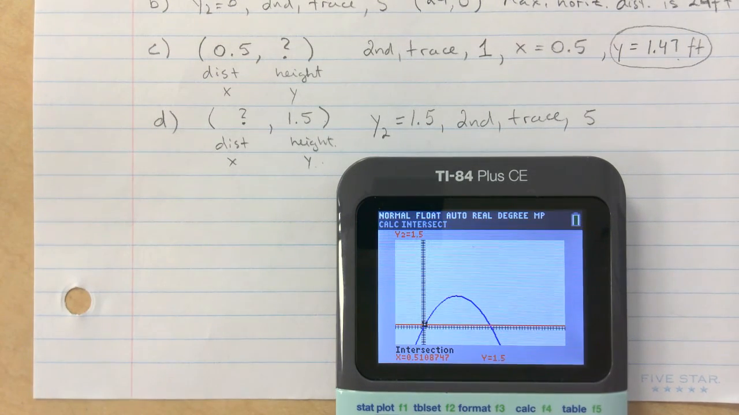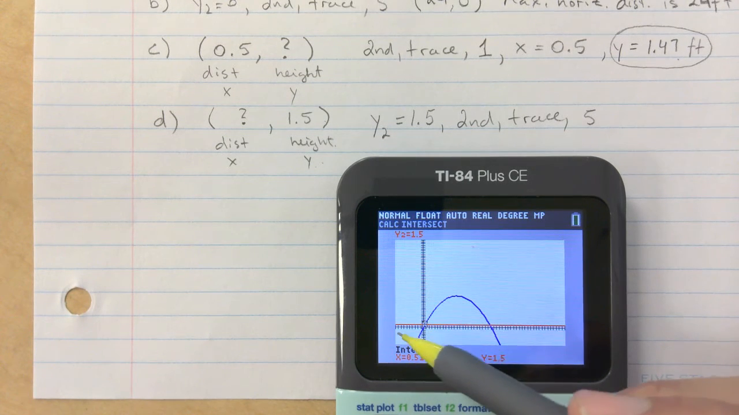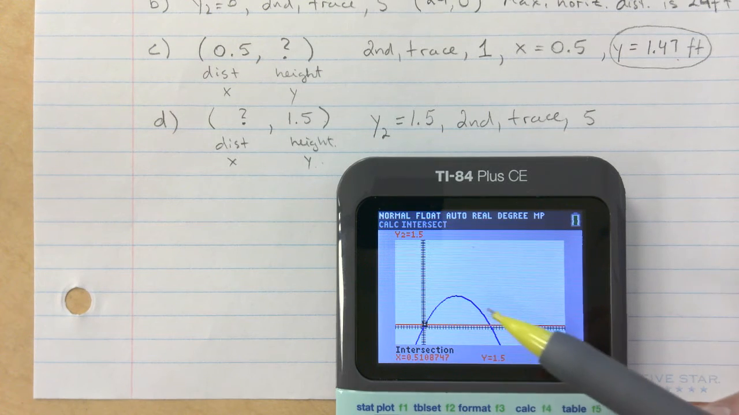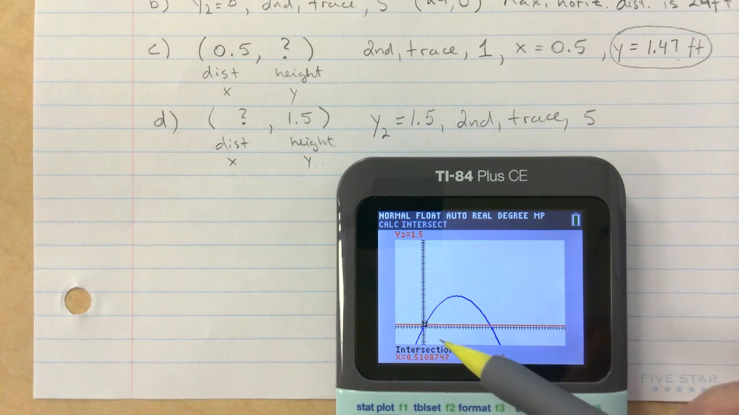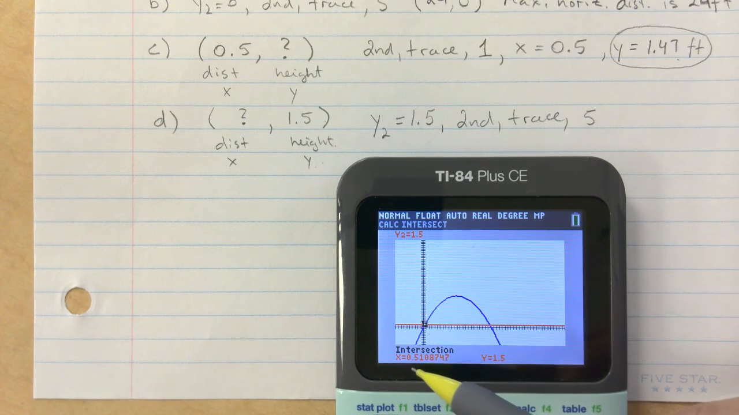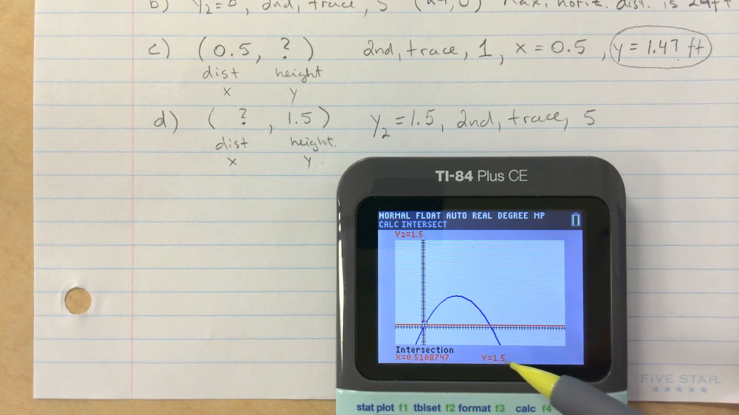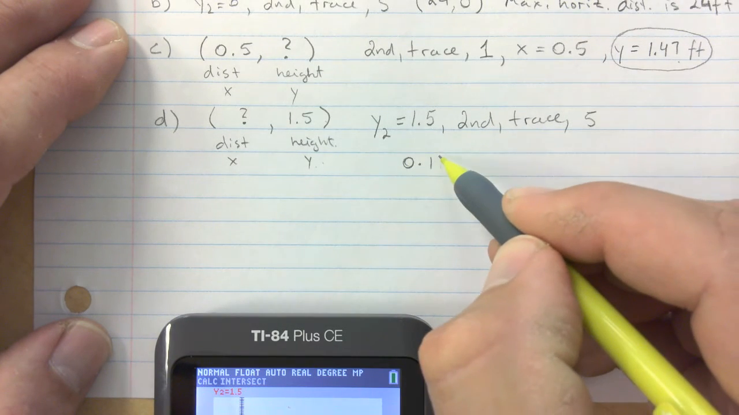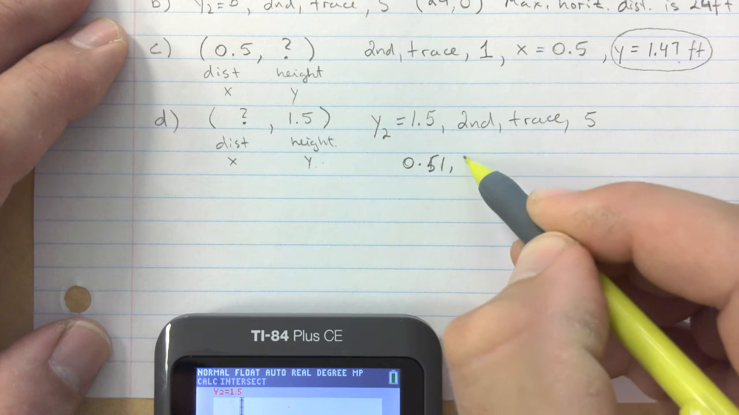Before I continue, I'm just gonna say something because I want you to remember this. If this red line would have made contact with the curve somewhere in the negatives here, you would have omitted it. You would not have included that, right? Because distance, in this case, is all going to the right. Time can't be negative. So in this case, I can tell that it's positive, right? The x value, the distance, is positive. So 0.51 and 1.5. So I write that down. 0.51, 1.5.